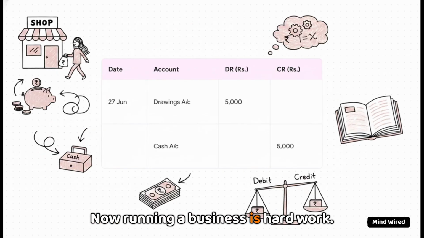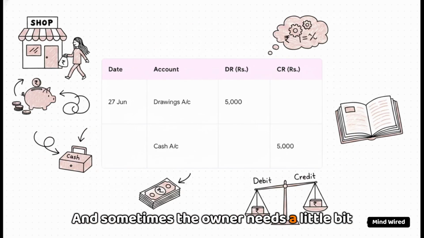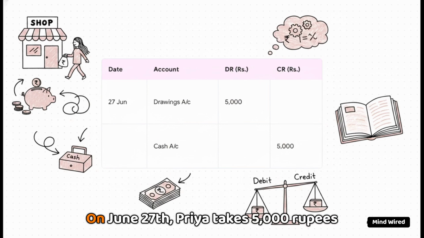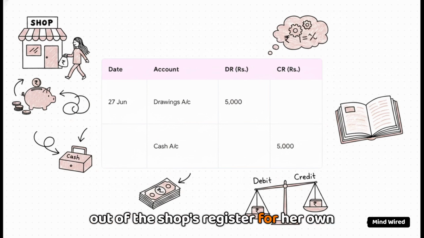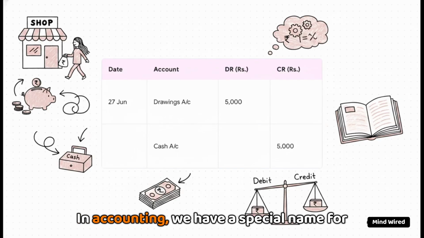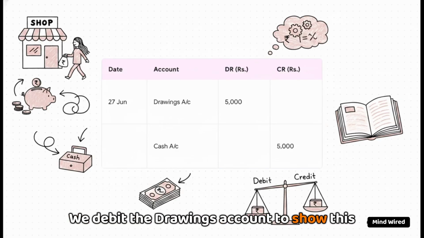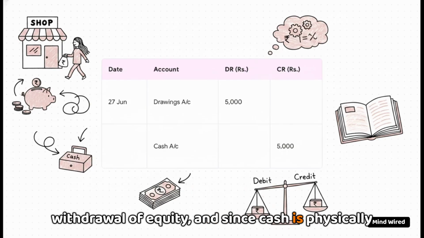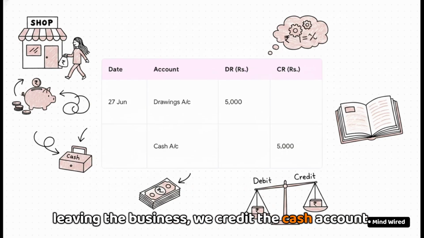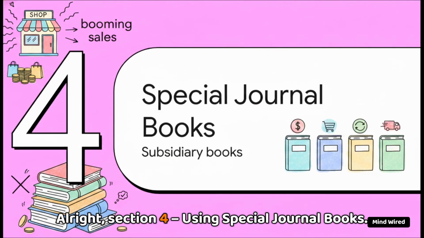Now, running a business is hard work, and sometimes the owner needs a little bit of cash for themselves. On June 27th, Priya takes 5,000 rupees out of the shop's register for her own personal use. In accounting, we have a special name for this, drawings. We debit the drawings account to show this withdrawal of equity, and since cash is physically leaving the business, we credit the cash account.